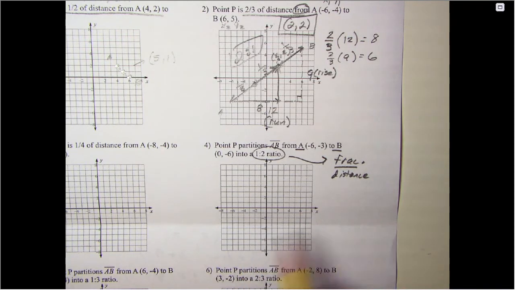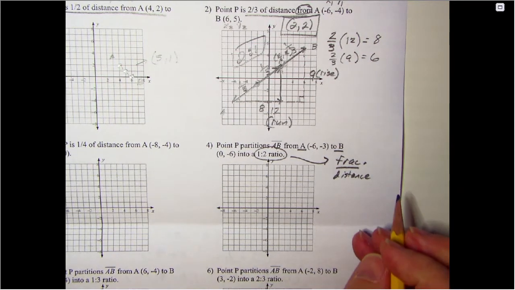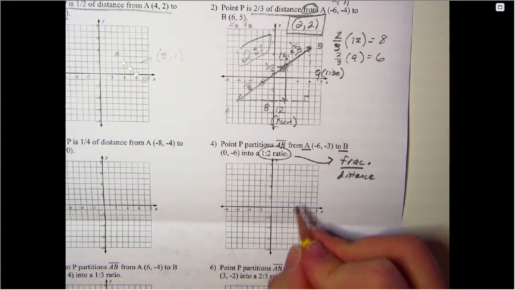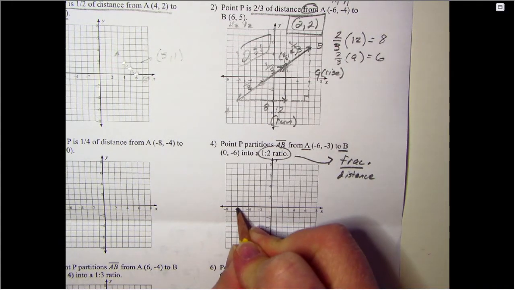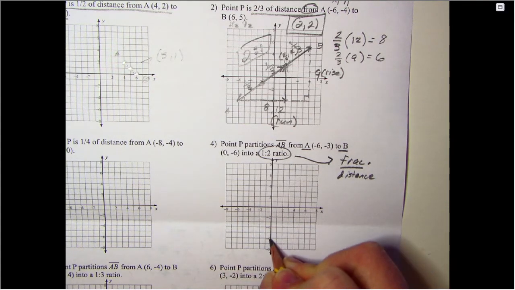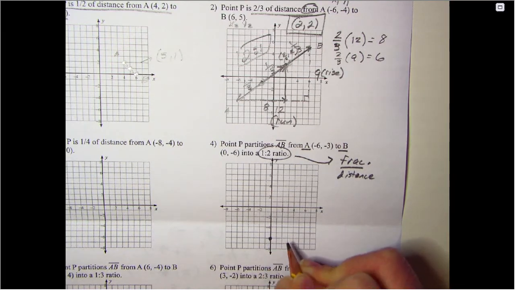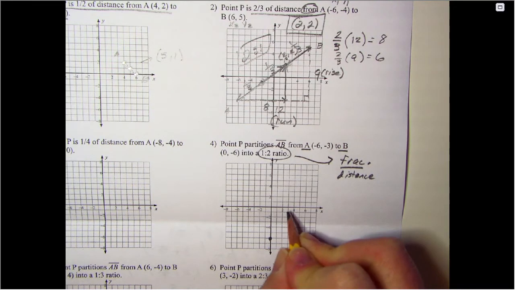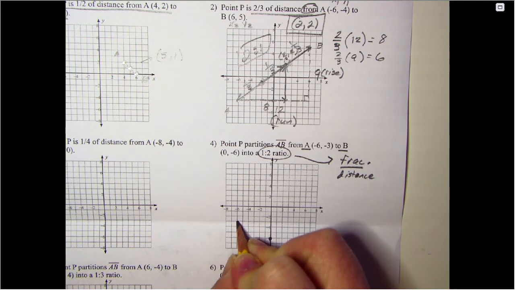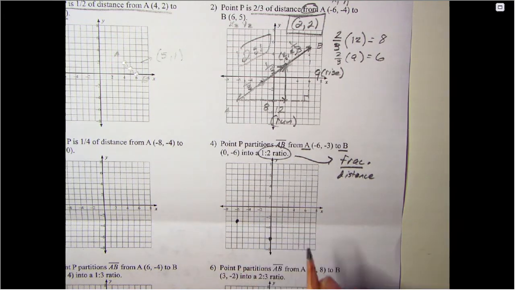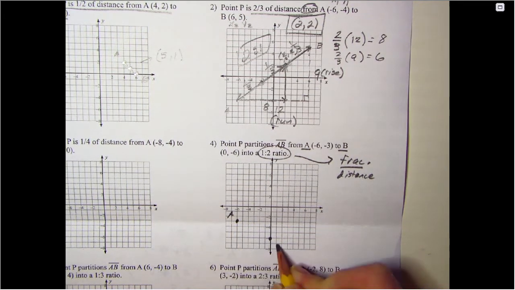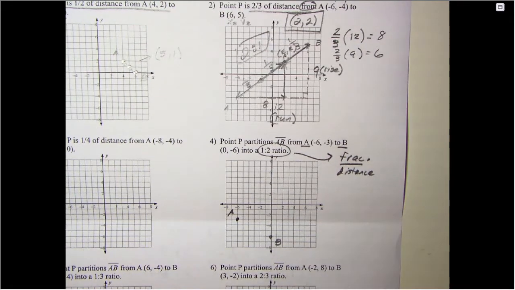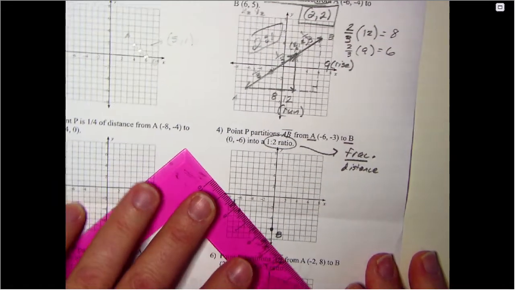And then we'll use the formula as well. All right, so let's do this one real quick. Let's plot the points. A is at 0, -6. That's right here. And B is at -6, -3. All right, sorry, that's A. So A is there and B is there. All right, I'm going to grab a straight edge and connect those dots.